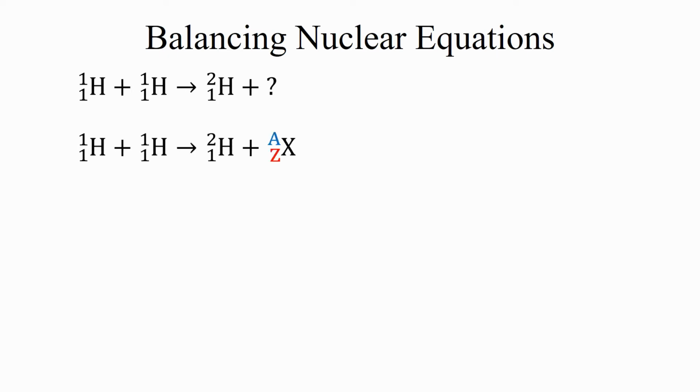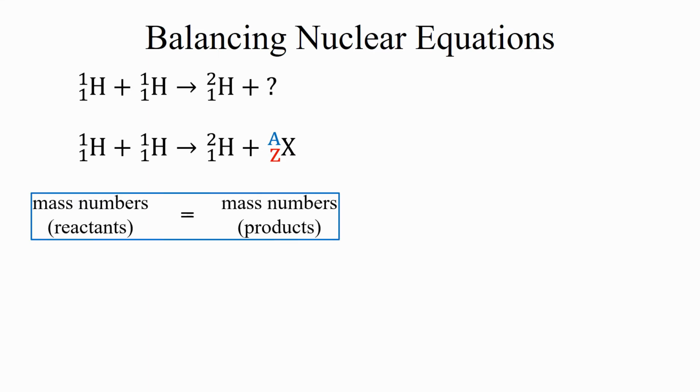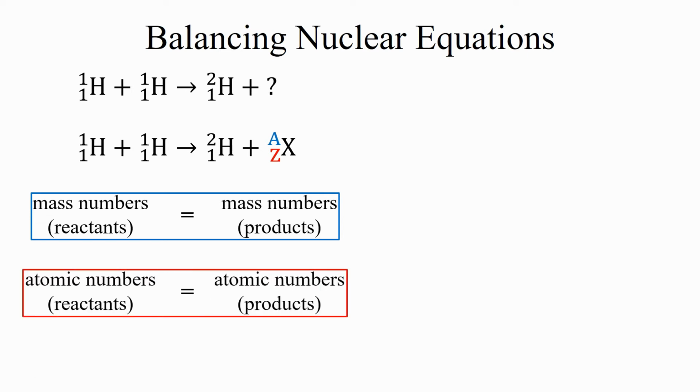Now, in order to balance a nuclear equation, we have to balance the mass numbers, the total sum of the mass numbers on both sides of the reaction arrow, and the atomic numbers, the Z numbers, on both sides of the reaction arrow. In this case, the deuterium on the product side already accounts for the two nucleons in the products. But in this case, we're actually missing a Z number.